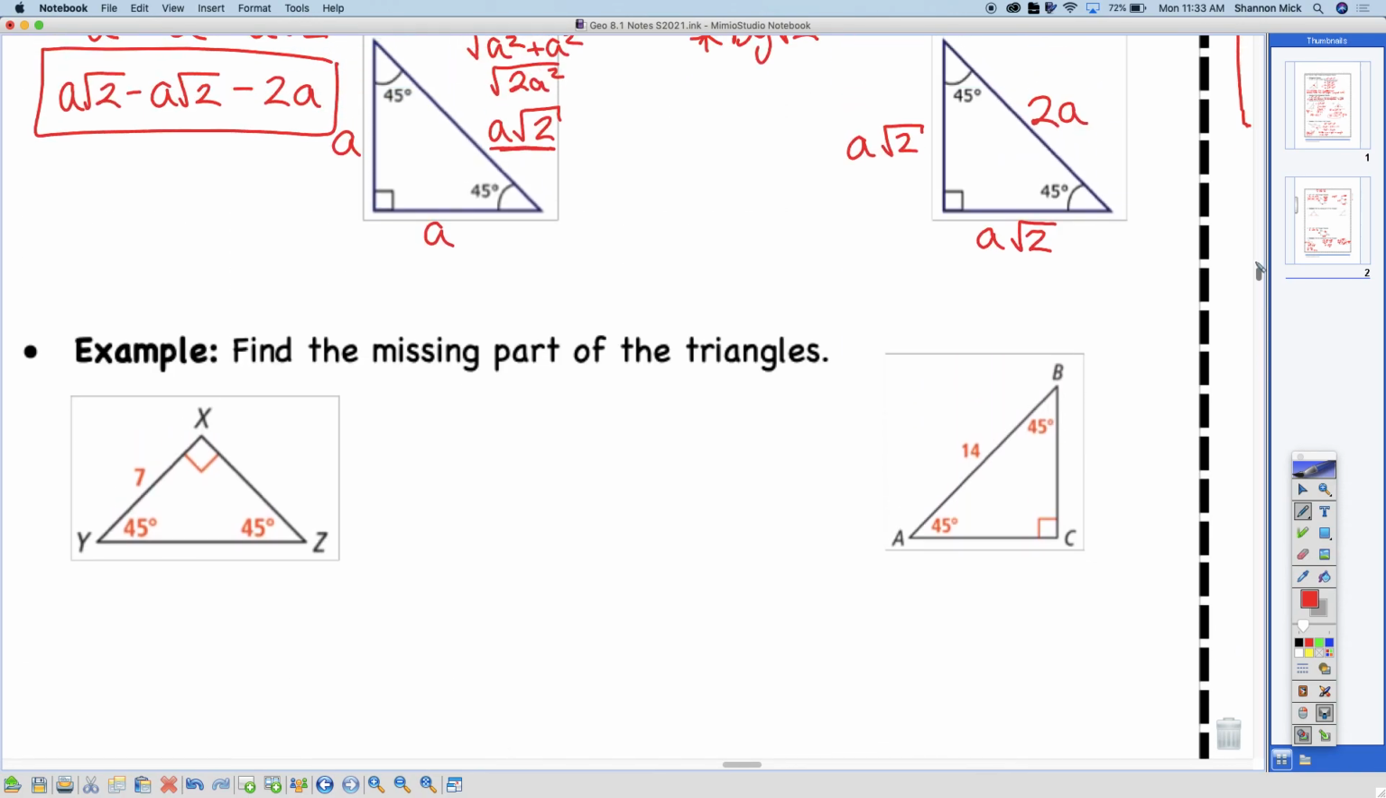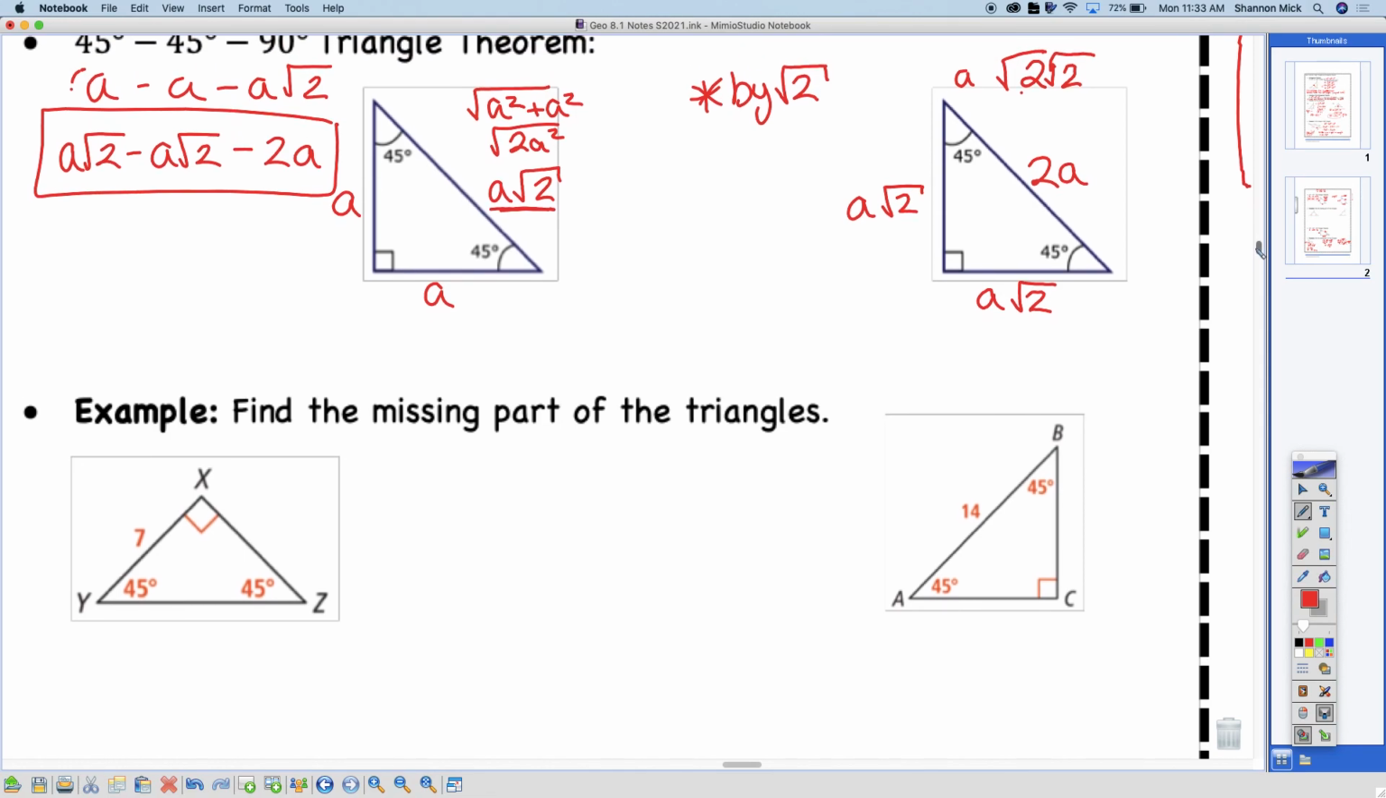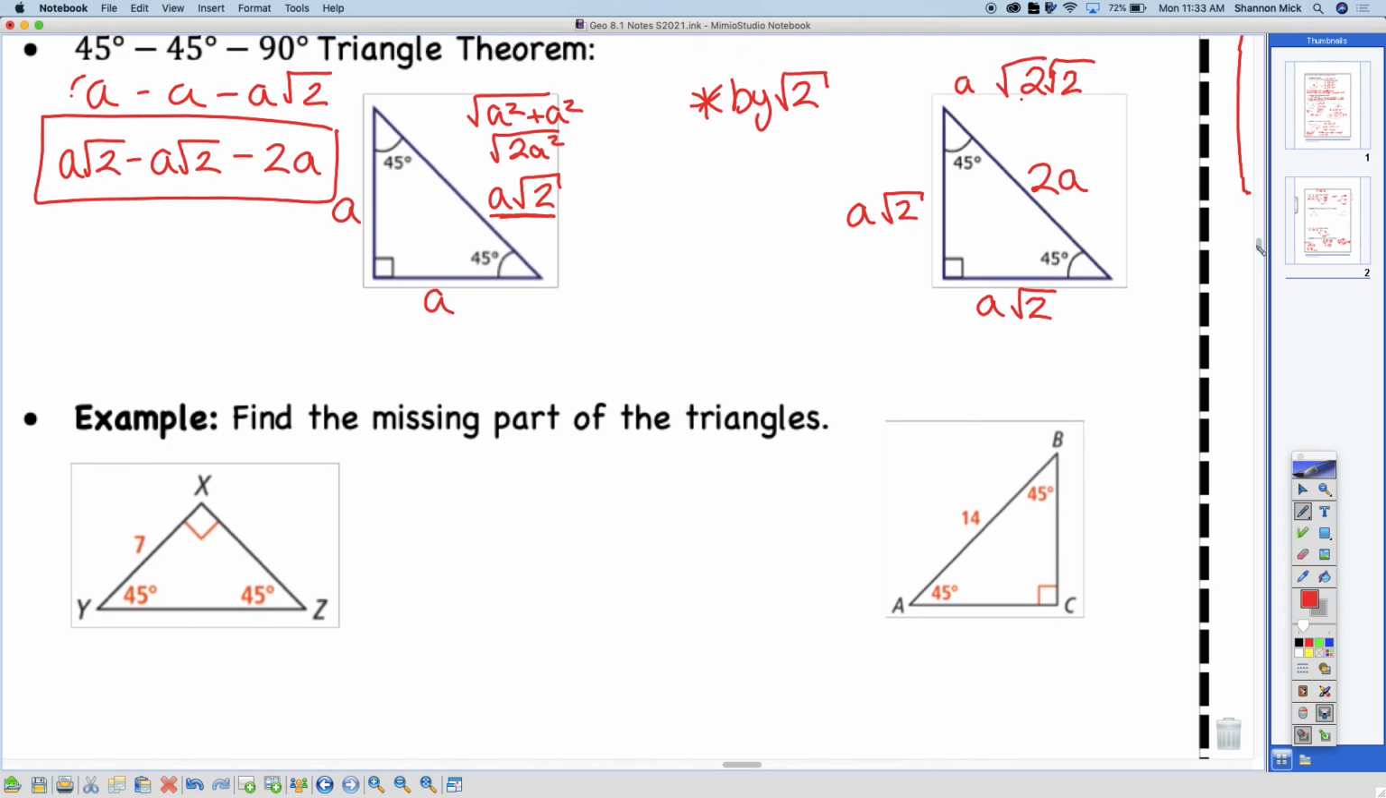Oh wait, I think I can keep. Okay. So we had, what did they give me? X, Y, and Z. They gave me a leg, didn't they? Okay. So I know, since this is an isosceles triangle, the cross from the 45s have to be the same, yes? So XZ has to be what? 7. Doesn't matter, it has to be 7. I can figure it out, and I'll check my work here in a second.